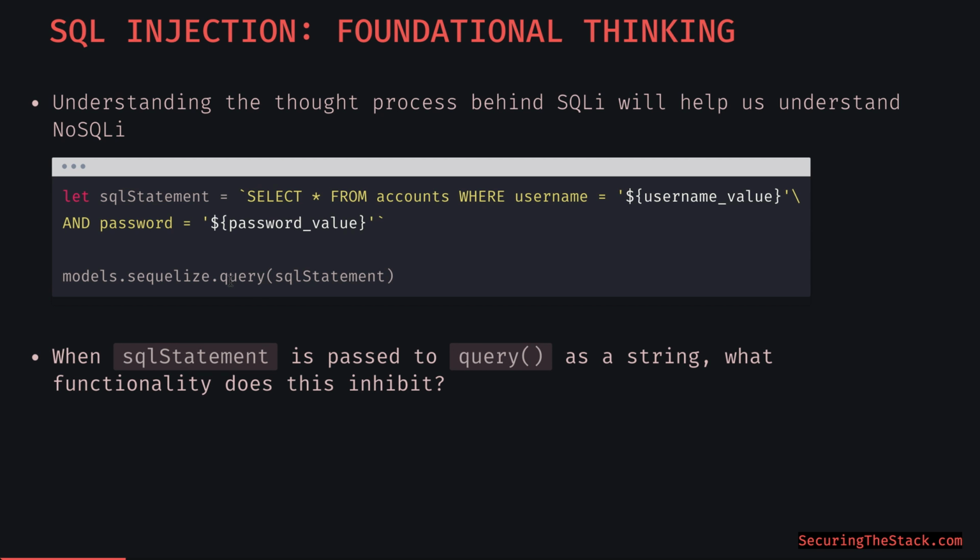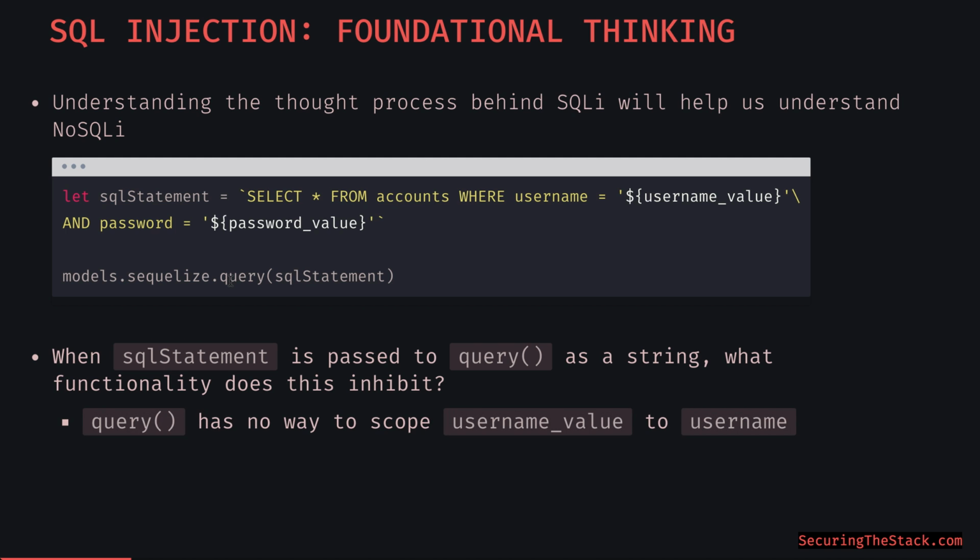Now, when a SQL statement is passed to query as a string, what functionality does this inhibit? So just think about it a little bit. What is this doing behind the scenes, and could there be any unintended items from this? Now I will continue. Now here's the thing. When the SQL statement comes in to query, it's just a blob as a string, okay? And so query has no way to scope username value to username.